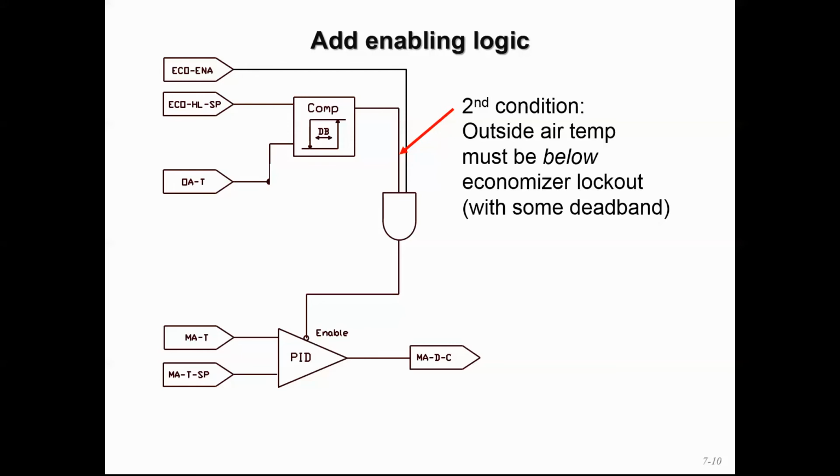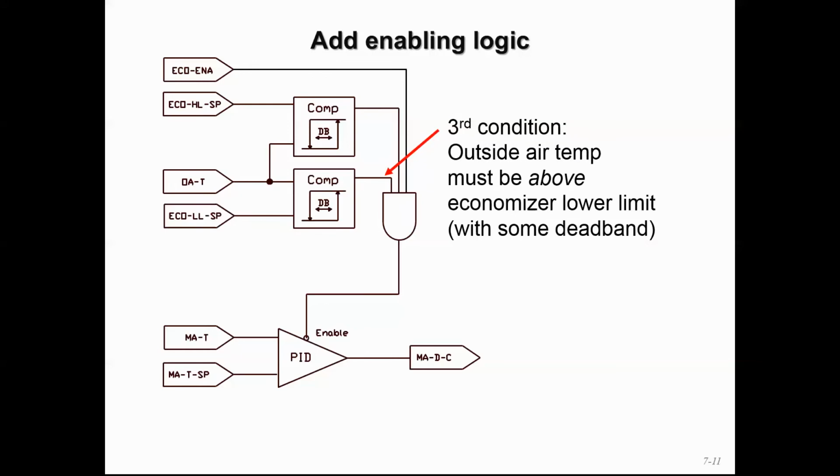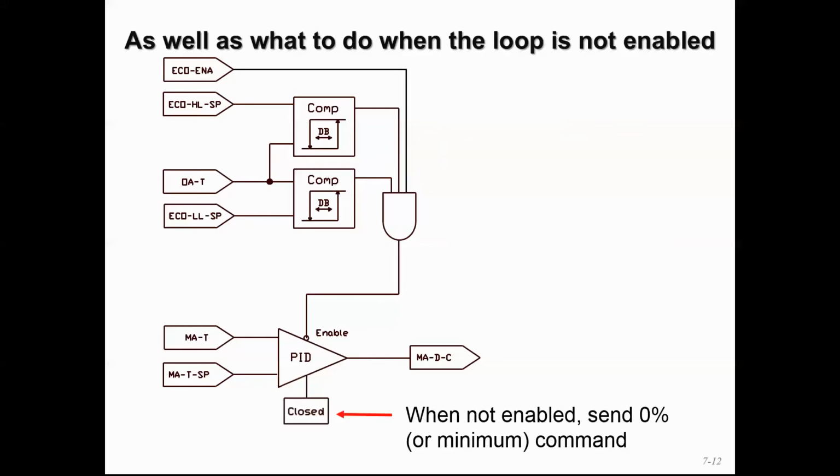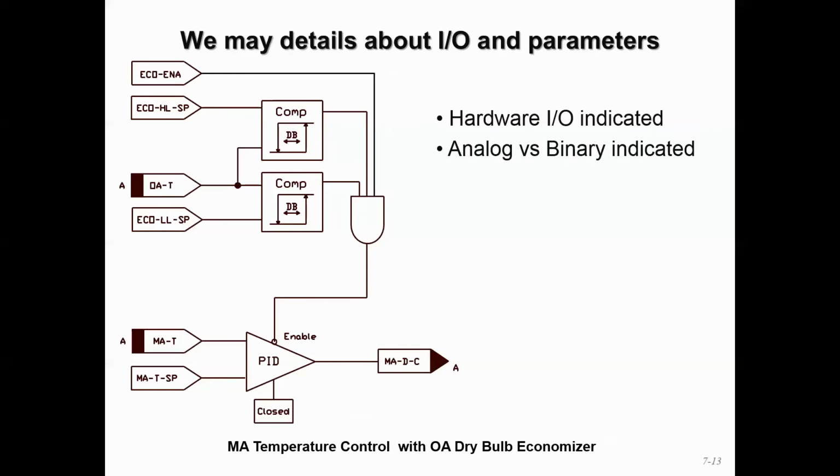Then we have this comparator sequence that's looking at the Economizer high limit lockout and comparing that to outside air temperature to determine if it's energy efficient to use outside air in the mixed air stream. Similarly, there's a third condition to look at the Economizer low limit set point to see if it's too cold to be using outside air. And at the bottom, there's an indication of what this loop should do and what command it should send when the PID loop is not enabled. We can add some annotations here to indicate where the pieces of hardware are and whether the control signal is analog or binary, but that's about it. That's really the process we would use to build these sequences.